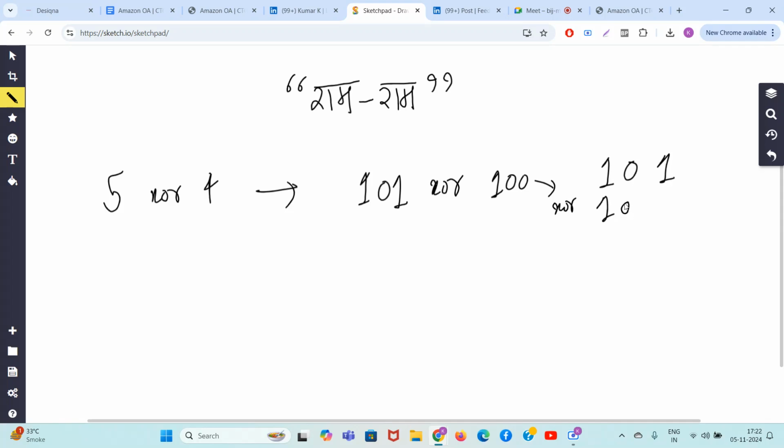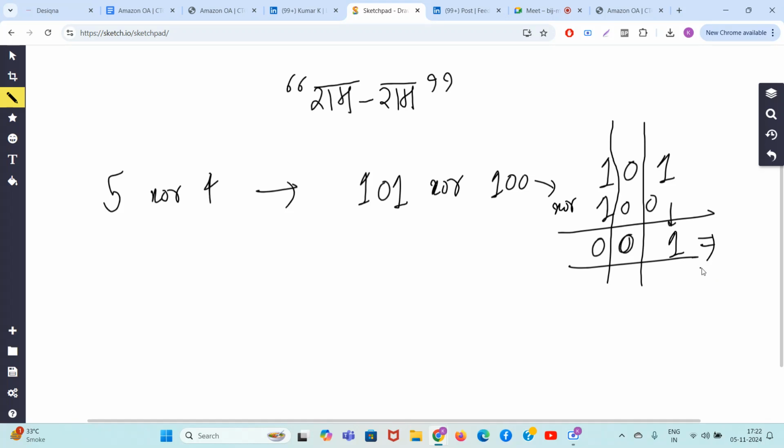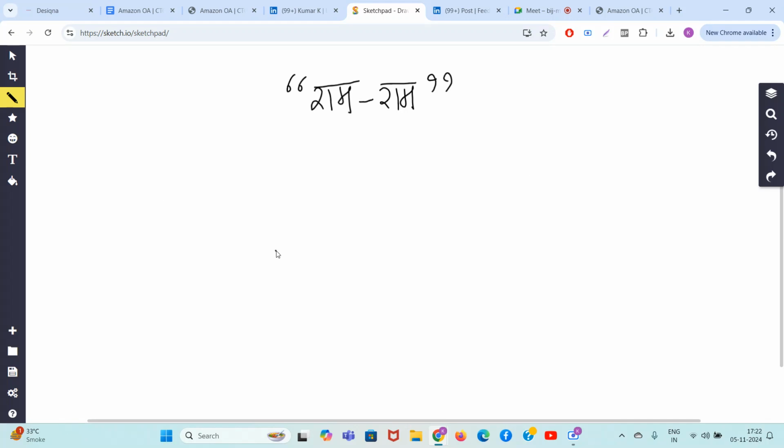This XOR with 100. Now guys, always solve it column wise. So guys, what is 1 XOR 0? 1. 0 XOR 0, 0. 1 XOR 1, 0. 0, 0, 1 is the answer, which if you convert in binary is 1. So 5 XOR 4 is 1 actually. Okay. So these many concepts you were able to understand.